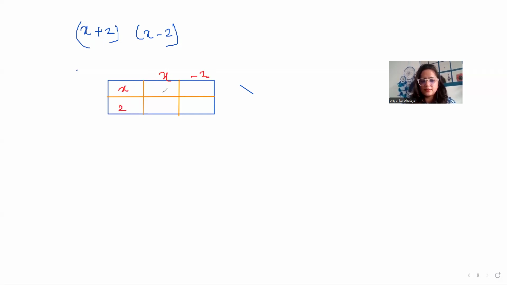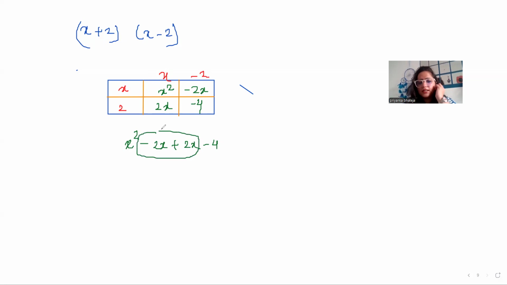Okay. Tell me. X times x is x square. X times, yes. Very good. Very well done. Very nice. You can summarize it. Yes. Now see, this negative 2 and positive 2 will be cancelled by each other. So x square minus 4. Yes. Well done. Huge round of applause.